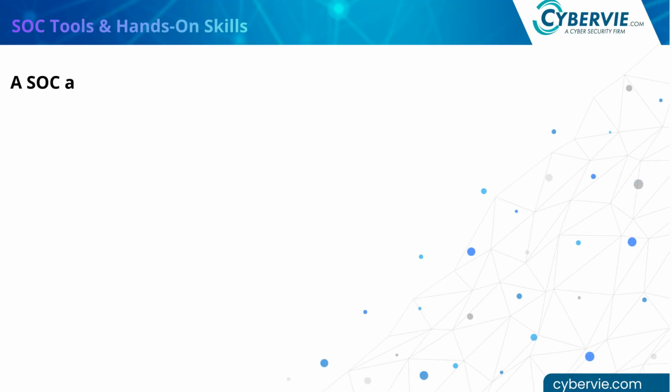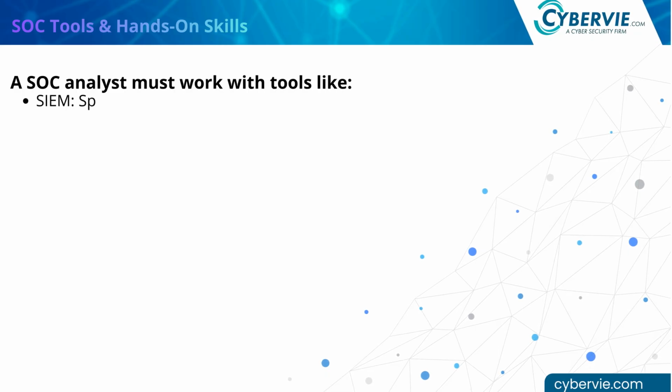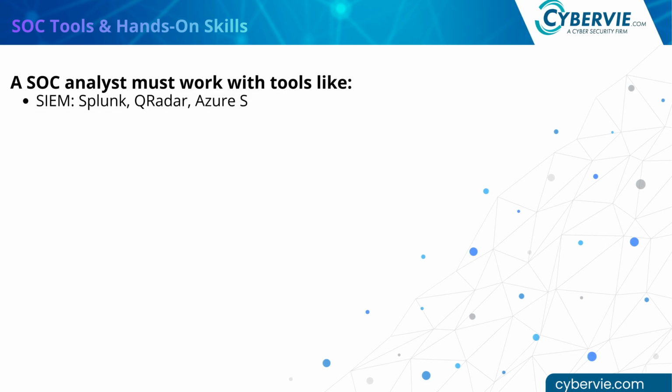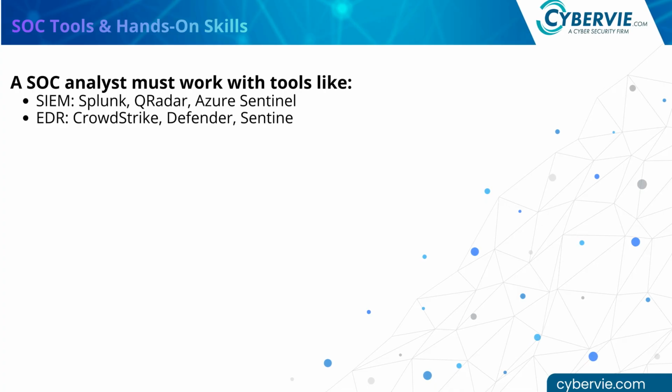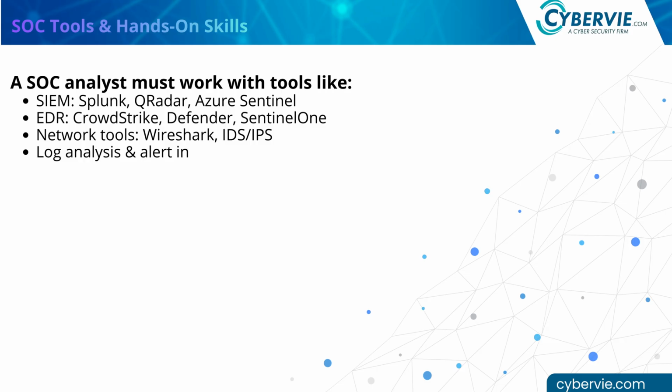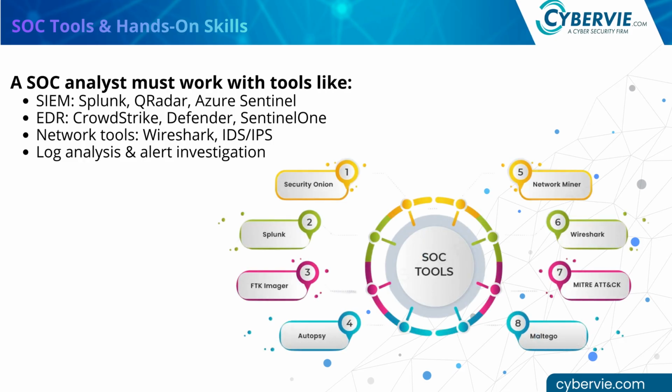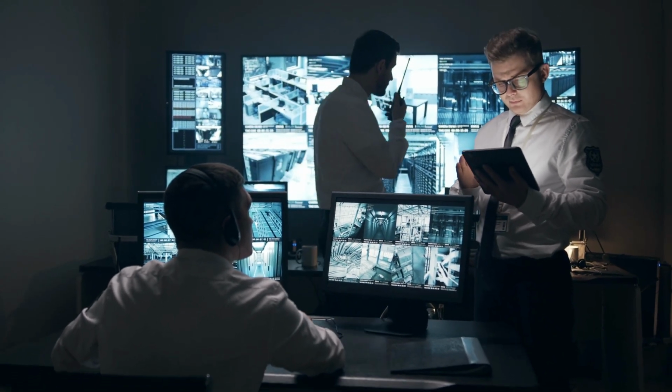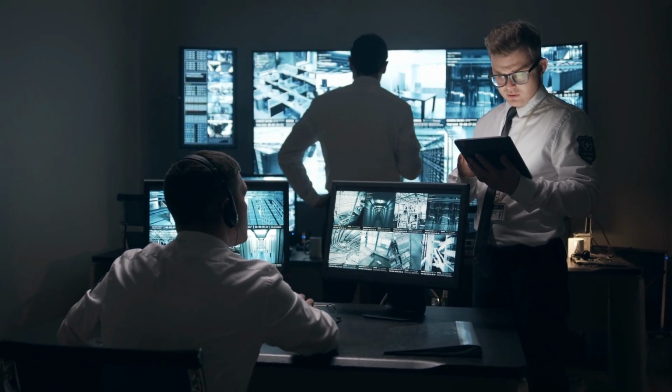Step 3. SOC tools and hands-on skills. This is where most SOC aspirants fail. They learn theory but skip hands-on practice. A SOC analyst must work with tools like SIEM, Splunk, QRadar, Azure Sentinel, EDR, CrowdStrike, Defender, SentinelOne, network tools like Wireshark, IDS, IPS, log analysis, and alert investigation. Learn how alerts are generated, how to validate false positives, and how to escalate real incidents. SOC is not hacking. It's monitoring, investigation, and response.